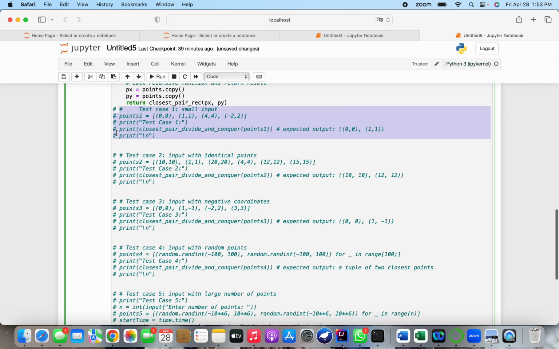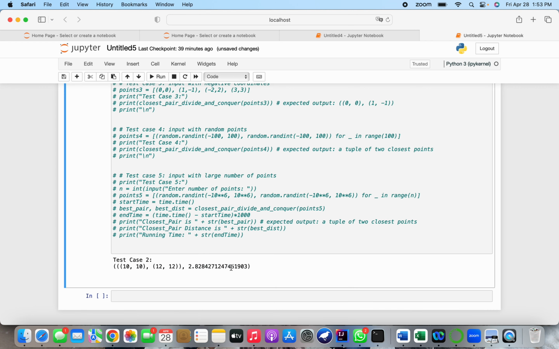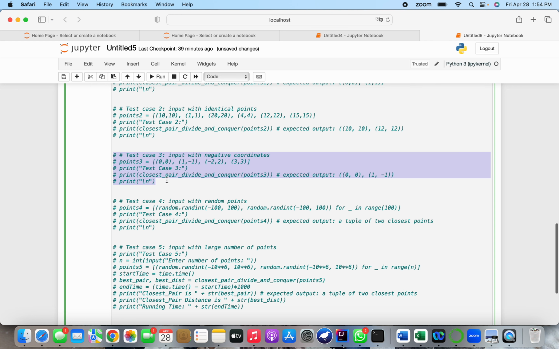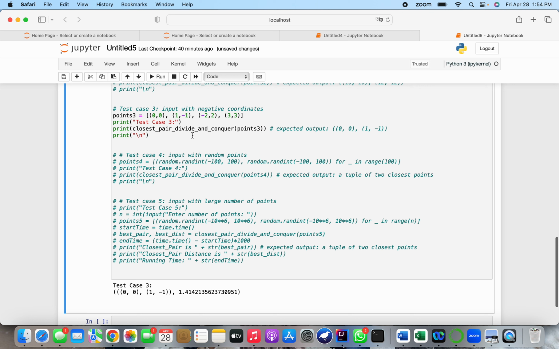For test case 2, which has 6 points, these are the same points we used in the brute force, and from there we can say 10 10 and 12 12 are the closest points. Let's run this. 10 10 and 12 12, and 2.8284 is the distance between those two points. When it comes to test case 3, we're using negative coordinates, and by seeing them, 0 0 and 1 comma minus 1 are the closest points. Let's run this, and yeah, 0 0 and 1 comma minus 1 are the closest points.